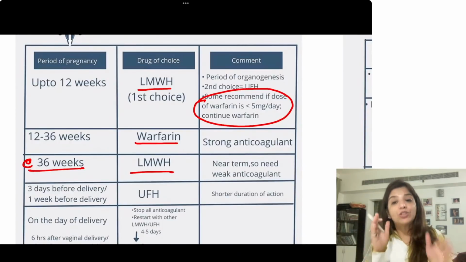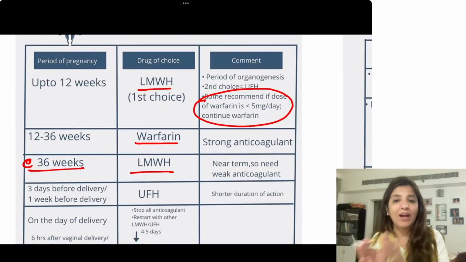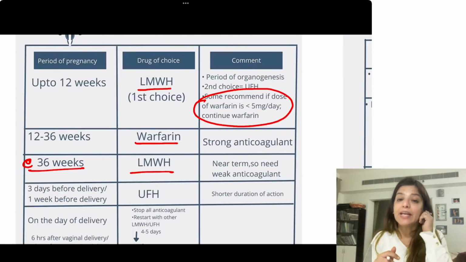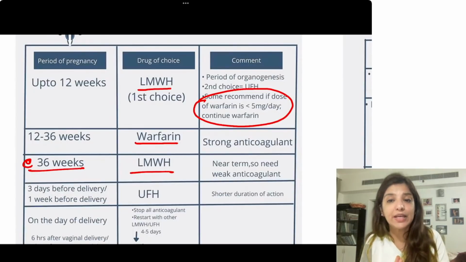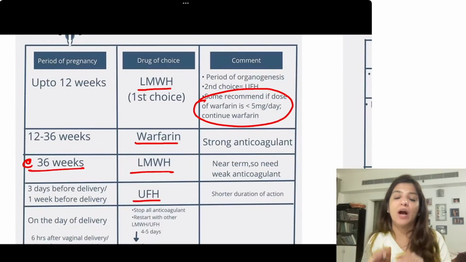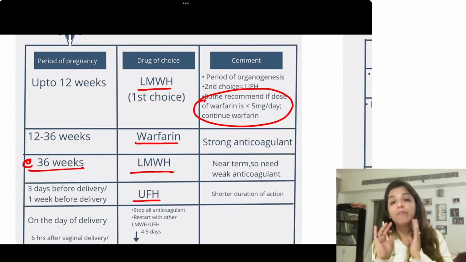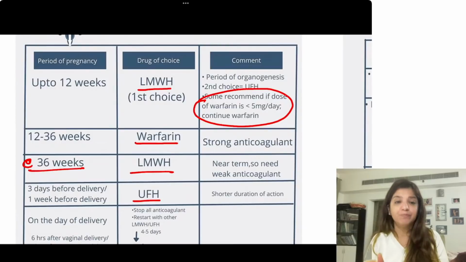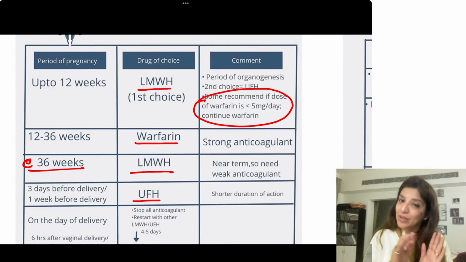Right? Now, 3 days before delivery or 1 week before delivery, right? Ideally, it should be 1 week before her EDD or at least 3 days before her EDD. From low molecular weight heparin, I will shift her to unfractionated heparin. Why? Because unfractionated heparin has a shorter duration of action, right?